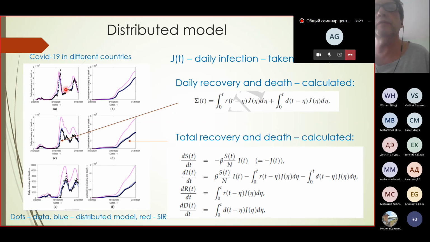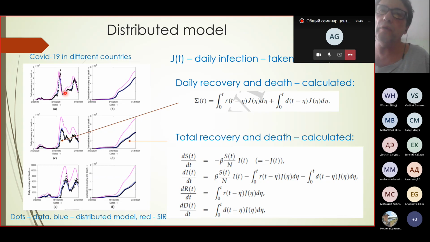So we see in the left column the comparison between daily recovery and death, black dots and blue curves, for 3 different countries. For all of them, there is a good correspondence. But if we do the same for the SIR model, this is the magenta curve, and this becomes quite different, as we see here. And in the right column, these are now the calculated total recovery and death as functions of time.